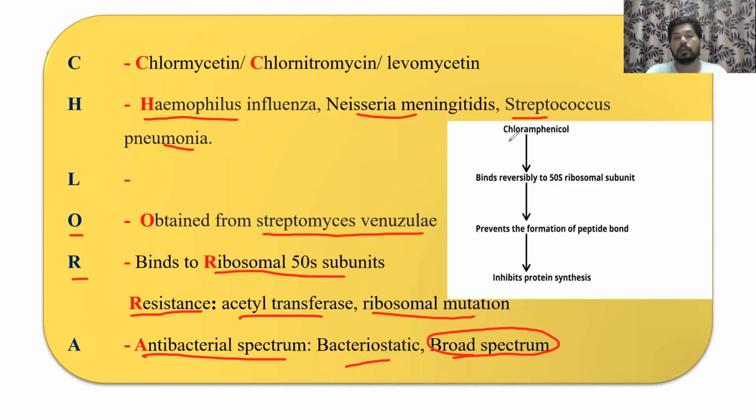Simply, chloramphenicol diffuses into the bacterial cell and binds to the 50S ribosomal subunit. After binding, it prevents the formation of the peptide bond. When the peptide bond is not formed, there is no protein synthesis in the microorganism, and ultimately growth of the bacterium stops. That is the bacteriostatic action of chloramphenicol. This is about 30 to 40% of the chloramphenicol alphabet pharmacology. And next we will go further.